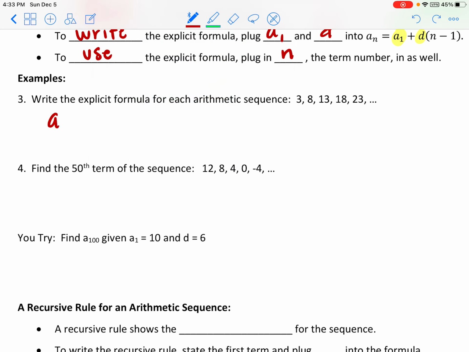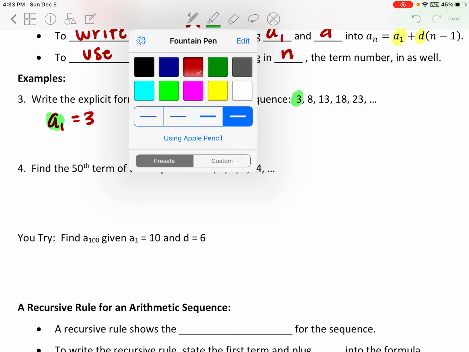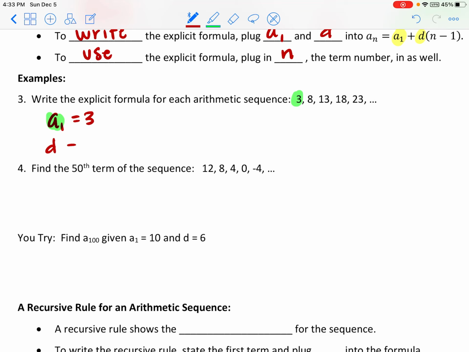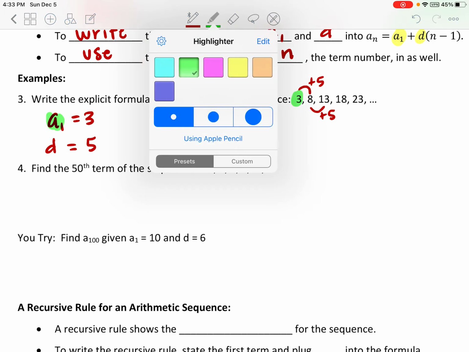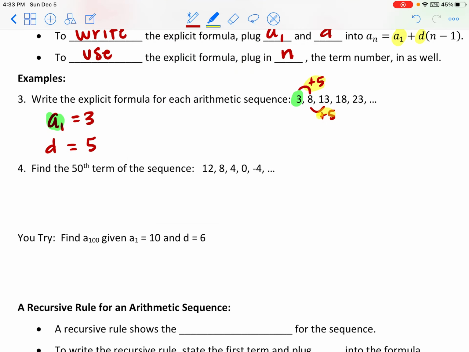So I need to know a sub 1, which I have. A sub 1, the first number on my list, is 3. And I need to know the common difference. That is, what are we adding to get from one term to the next? So I can see 3 plus 5 is going to make 8, plus 5 is going to make 13, and I could just keep adding 5 to get down that list. So the common difference is going to be 5. And I can see that here.